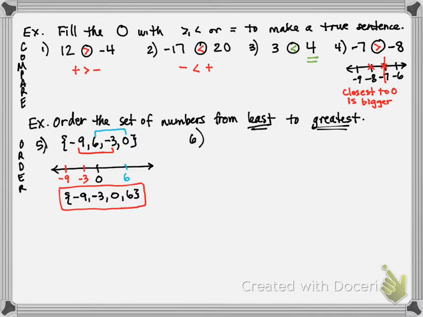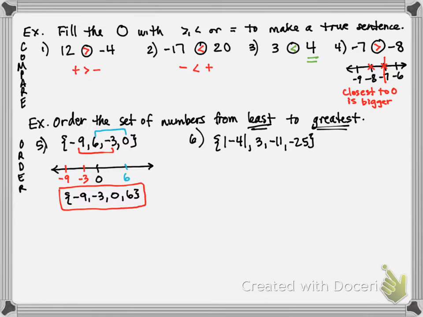So number 6, we've got the absolute value of 4. Nope, I'm sorry, I lied. The absolute value of negative 4. There we go. We've got 3. We've got negative 11. And we've got negative 25.